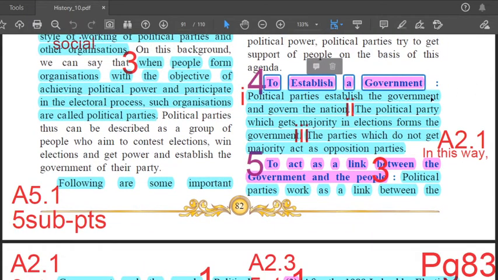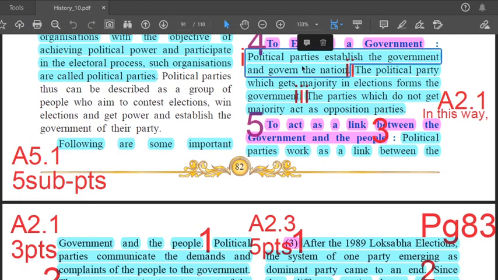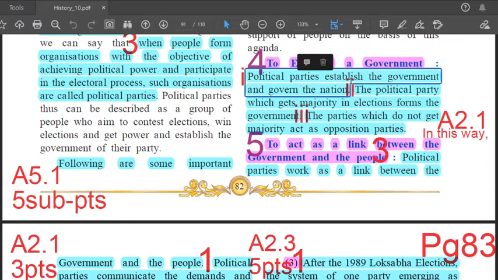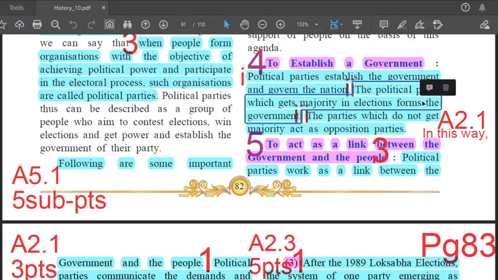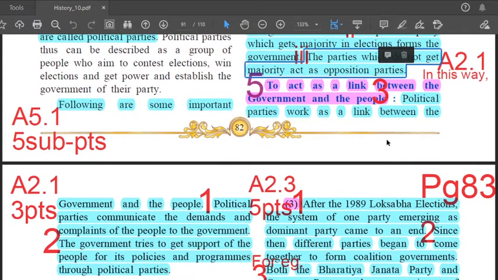Fourth main sub-point, to establish a government. In these, your other points are, political parties establish the government and govern the nation. Second, the political party which gets majority in elections forms the government. Third, the parties which do not get majority act as opposition parties.